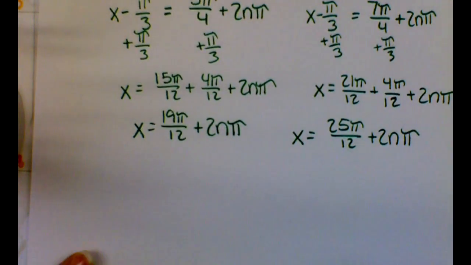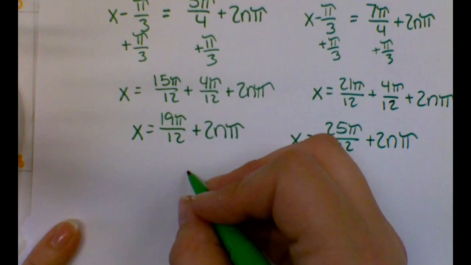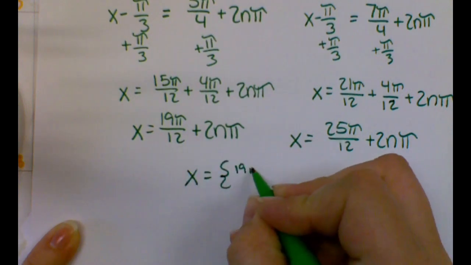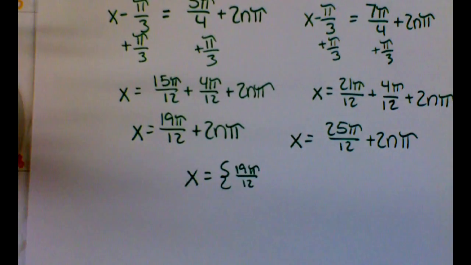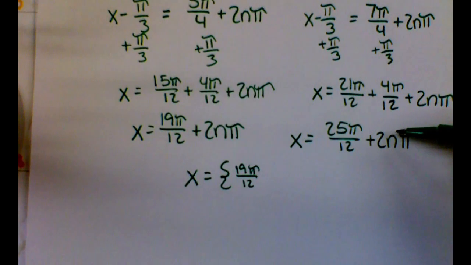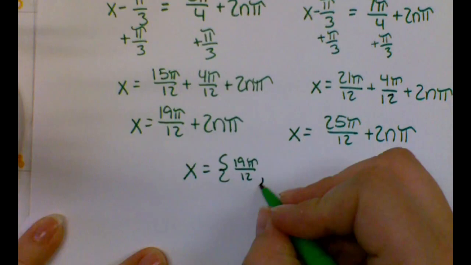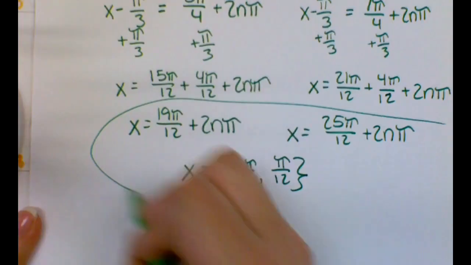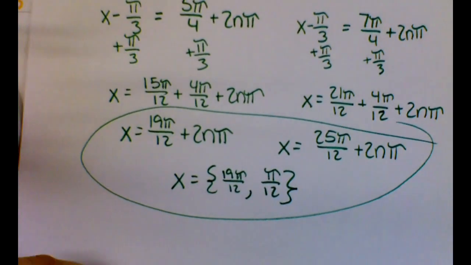Then I need any answers that fall between 0 and 2 pi. Well, 19 pi over 12 works. If I add 2 pi, it's too big. If I subtract 2 pi, it's too small. 25 pi over 12 is actually bigger than 2 pi. So if I subtract 2 pi, I'm actually left with 1 pi over 12. So I have another answer that wasn't actually in my original.